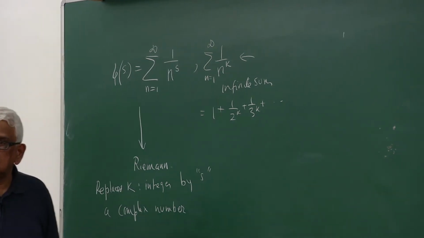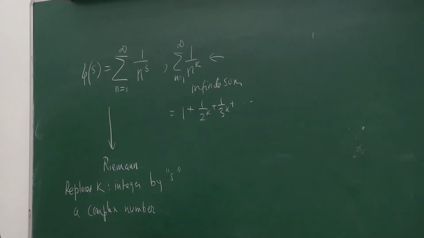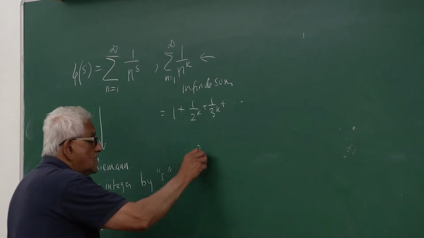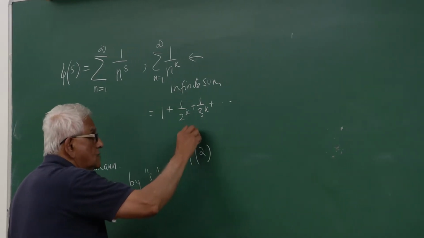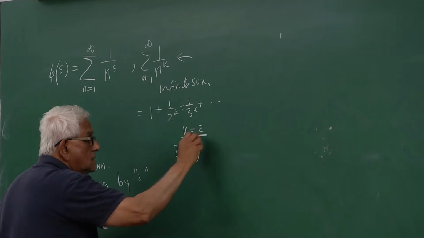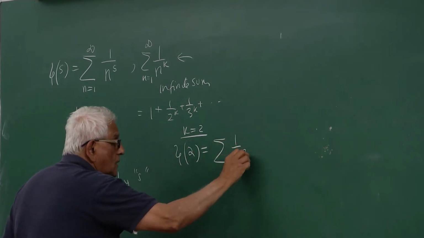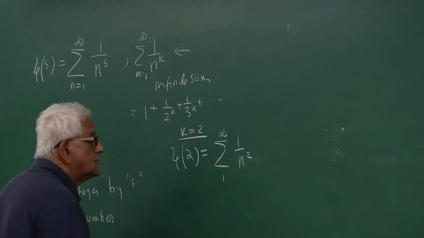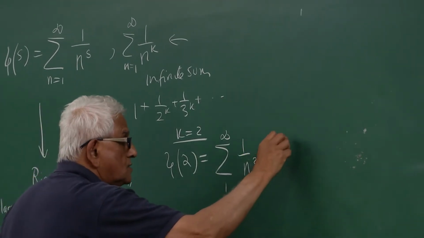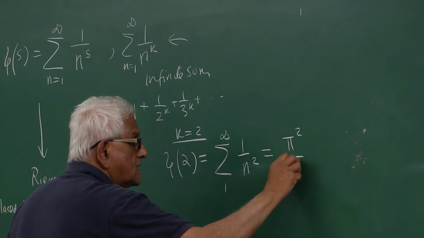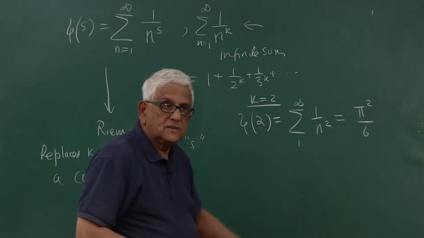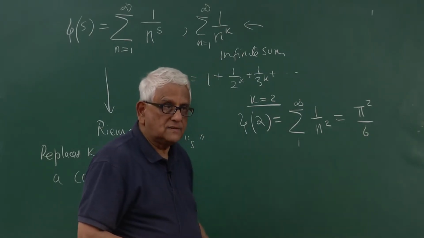What we showed last time was that zeta of 2, that is when k is equal to 2, which is the sum of 1 upon n squared from 1 to infinity, was equal to pi squared over 6. We did not prove this, we just stated this result.